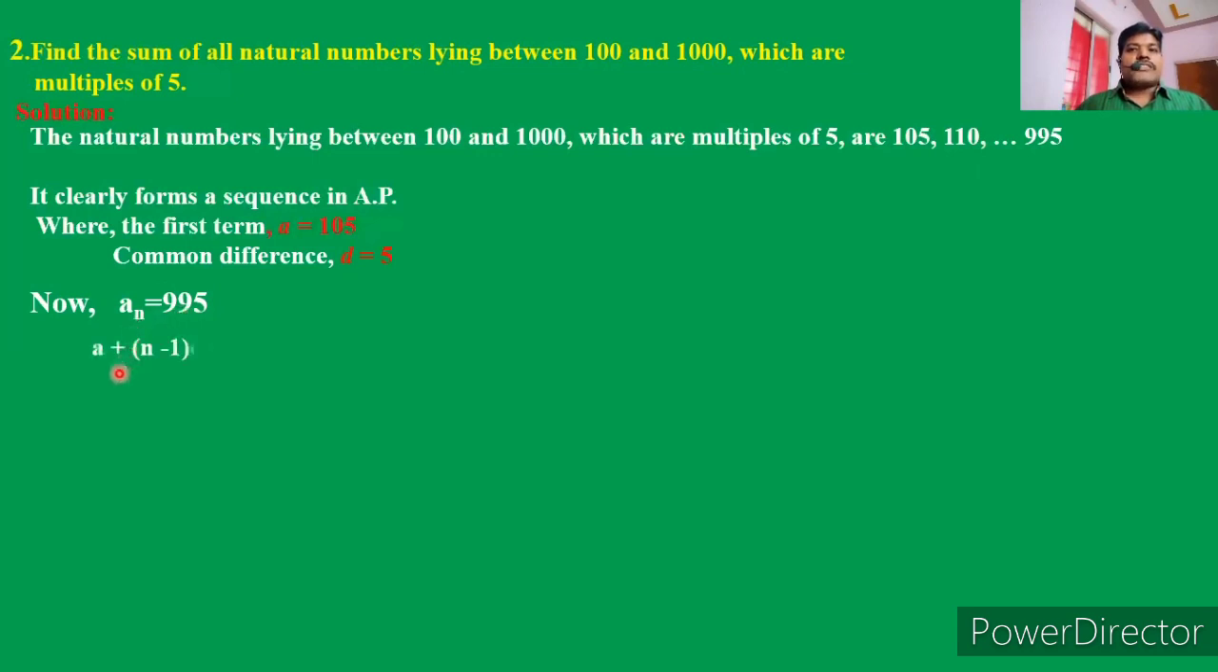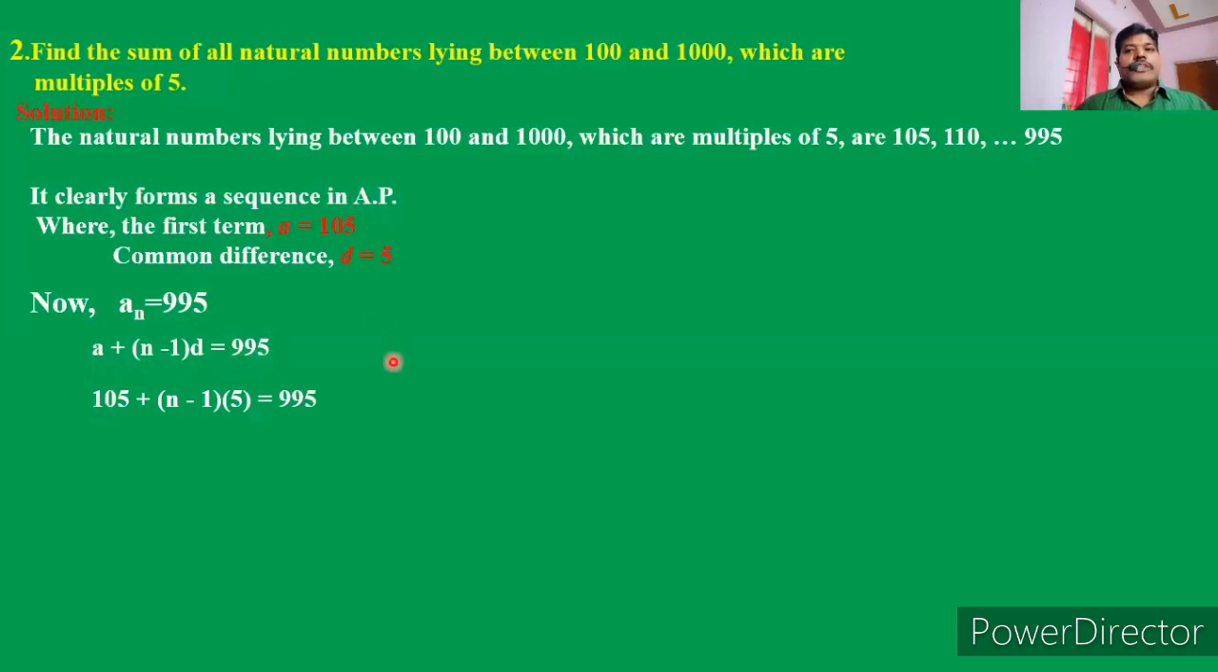So An formula is nothing but a plus n minus 1 into d, that is equal to 995. So already I know that the A value is 105 and the D value is 5. So just replace these two values in this equation. A value is 105 and D value is 5. Replace the values here. So 105 plus n minus 1 into d, d is 5, that is equal to 995.